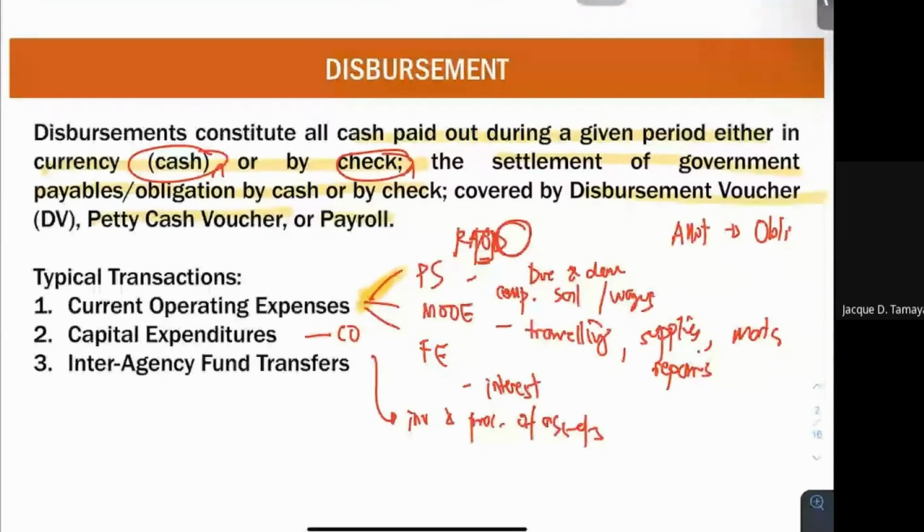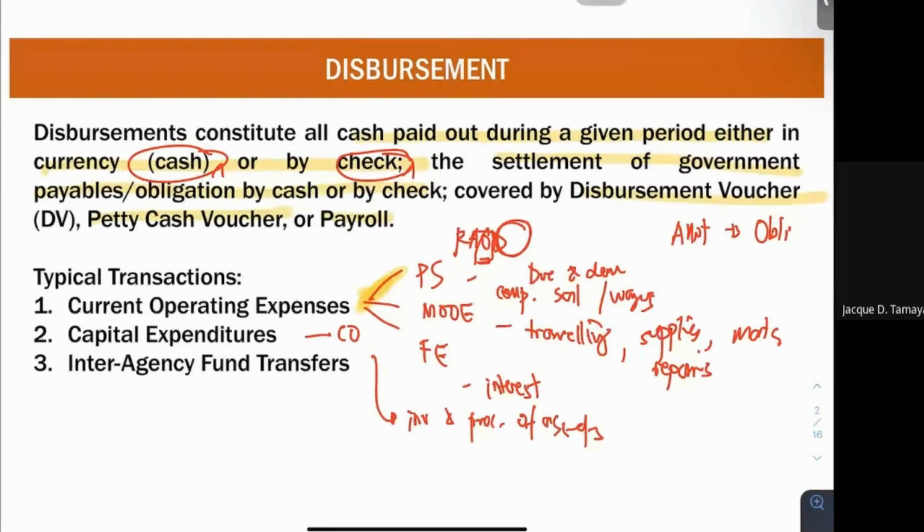And then the last typical transaction of your disbursement is your interagency fund transfer. This is the transfer of funds to other agencies for the implementation of specific projects. You already know that we can realign. So you can transfer your fund to another agency. Also, you can transfer funds from one regional office to another. An interagency fund transfer, of course, needs a disbursement because you disburse cash to another.